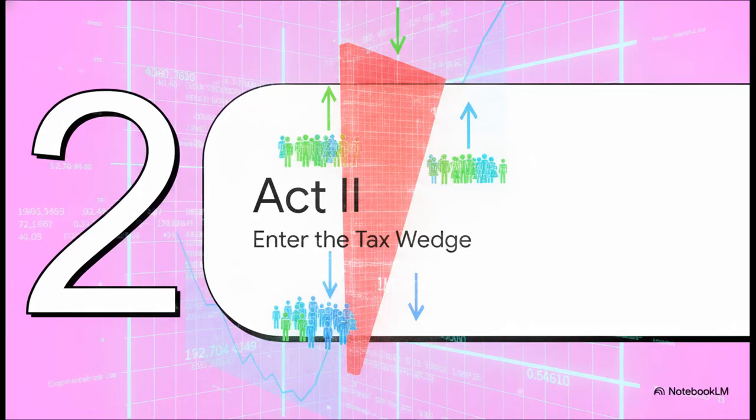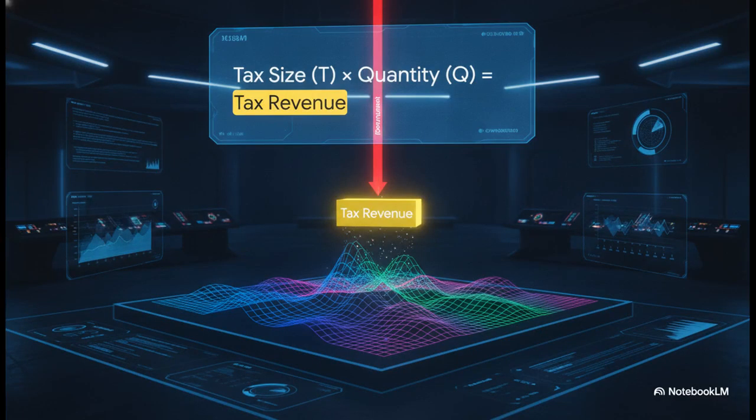Act 2. Enter the tax wedge. Okay, let's see what happens when we introduce the government, dropping a digital tax wedge right between our buyers and our sellers. Boom! Suddenly, the natural equilibrium is totally disrupted. The price buyers pay goes up and the price sellers receive goes down.